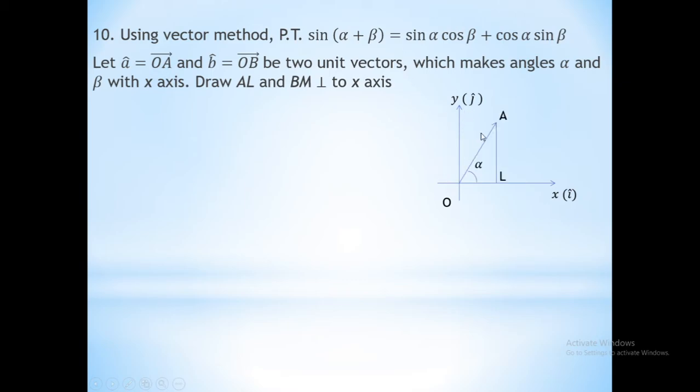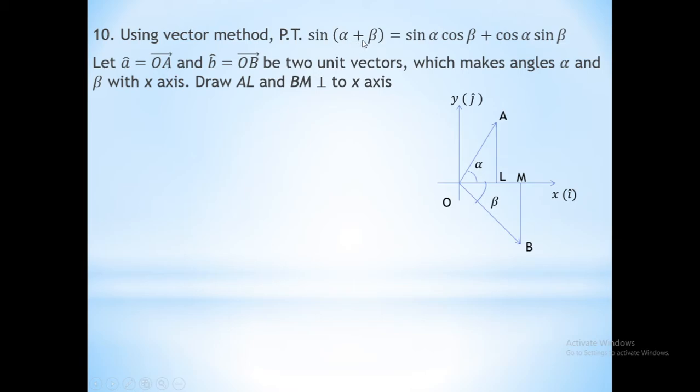Now you have to take OA vector. So with the angle alpha which it makes with the x-axis, draw a perpendicular from A to L, that is to the x-axis. Now take OB vector on the other side, because when you add alpha plus beta you cannot take it in the same first quadrant. If you take it in the first quadrant, alpha plus beta we cannot make it. We can have only alpha minus beta.